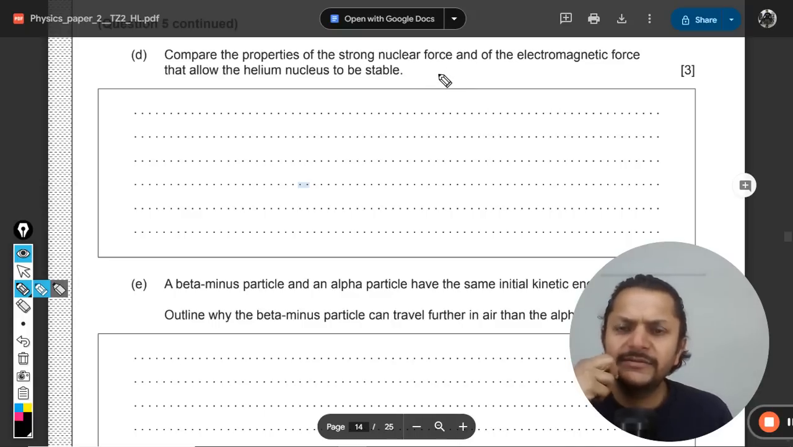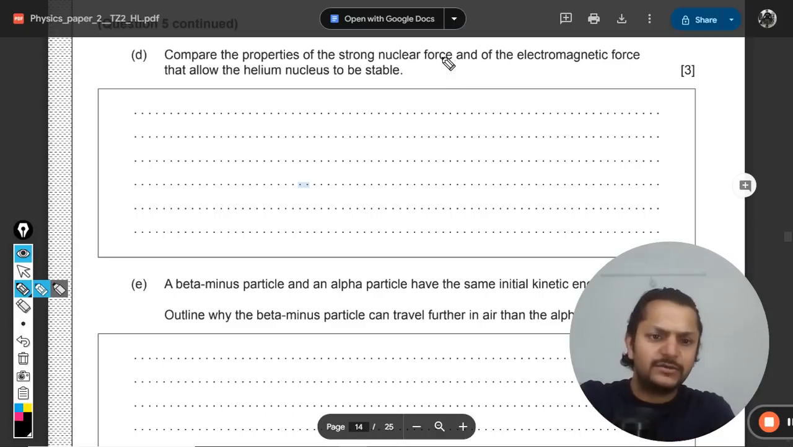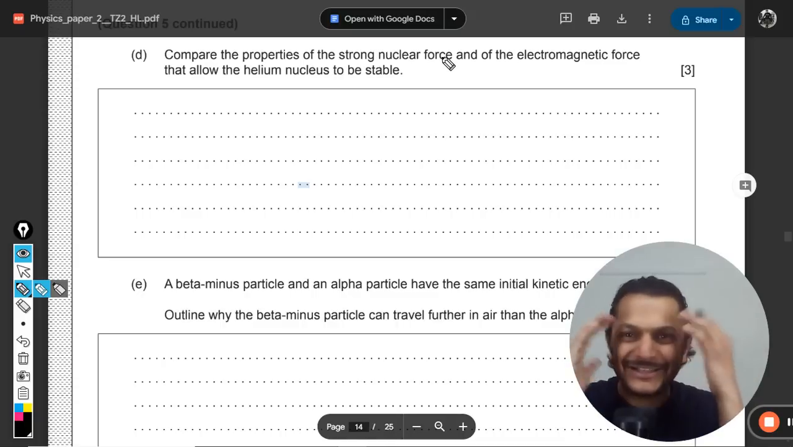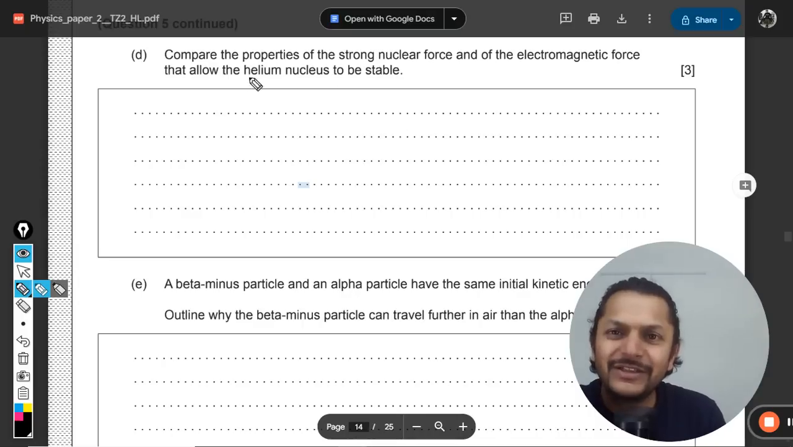Okay, I don't know what to write in this question. I mean to say, as a student, I can think of what to write in this. This is giving 3 points there. Compare the properties of strong nuclear force and of the electromagnetic force.